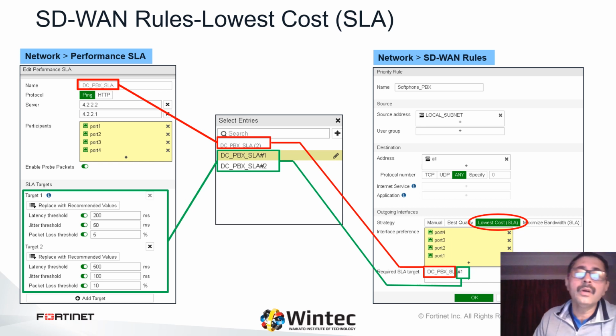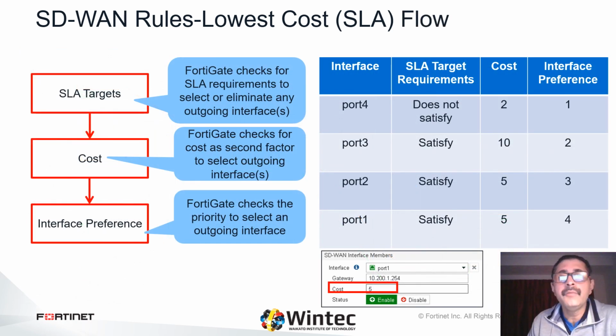The third rule option is lowest cost SLA. With the lowest cost SLA strategy, you select an SLA target from a performance SLA that you want to measure the traffic against. You got to note that even if a performance SLA has multiple SLA targets, you can only select one of the SLA targets for that particular performance SLA. We'll dig a little further into the lowest cost SLA here.